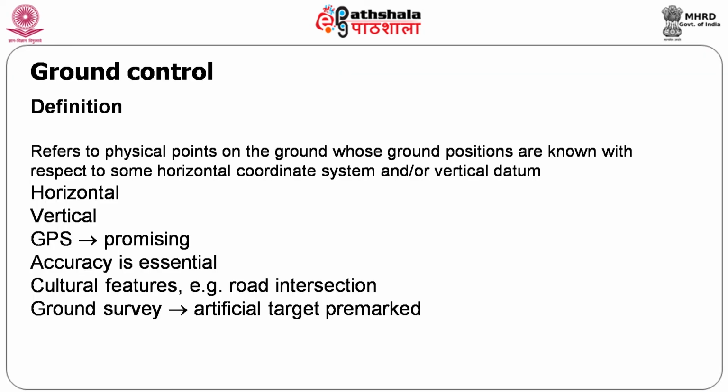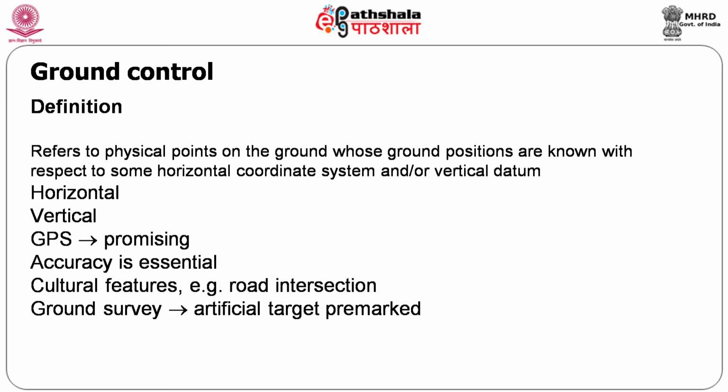So, what they will do is that they will place the control or the particular target, we call it, at that road intersection or intersection of a bridge and a river or intersection of a railway line and the road and things like that. So, we find that the features will not change even over a period of time. That sort of a cultural feature also can be used as a control point.